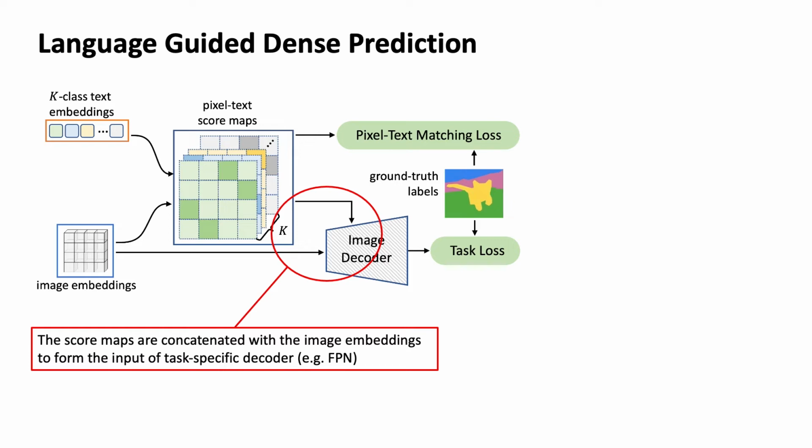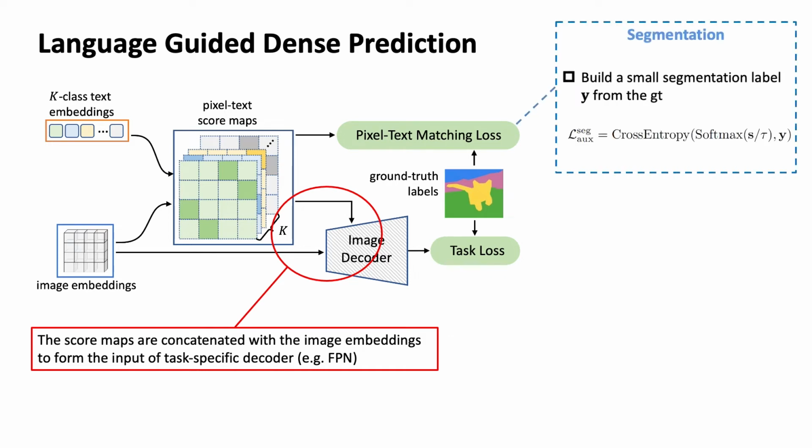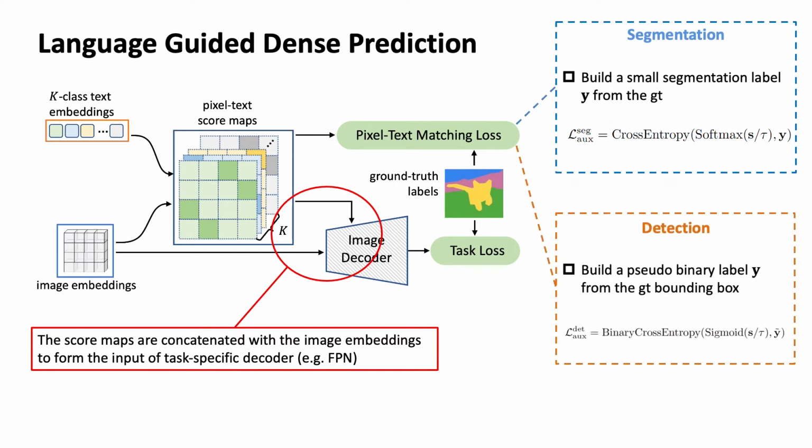Specifically, we view the score maps as a segmentation result from a lower resolution. For segmentation, we build a small segmentation label from the ground truth and compute an auxiliary loss for the score maps. For detection, we construct a pseudo-binary target from the ground truth bounding box and the corresponding class label.